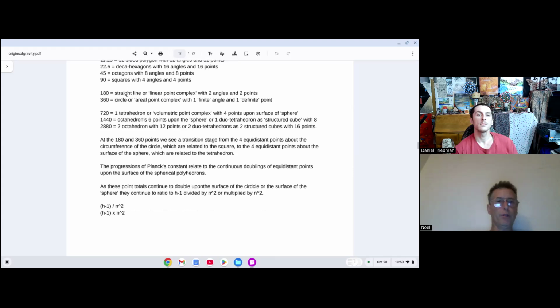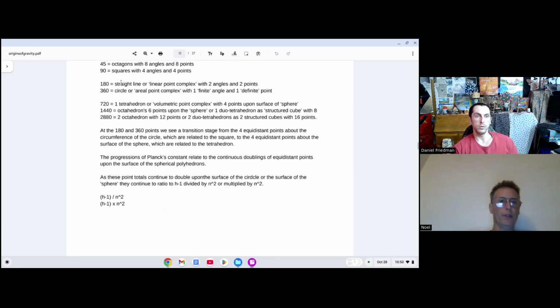Now, when we go the other direction, we see 720 degrees, the amount of angular orientation with one tetrahedron. 1440 degrees is associated with the octahedron. When these continue to double, we continue to get 4 points, 8 points, 16 points, etc. on the surface of the sphere.